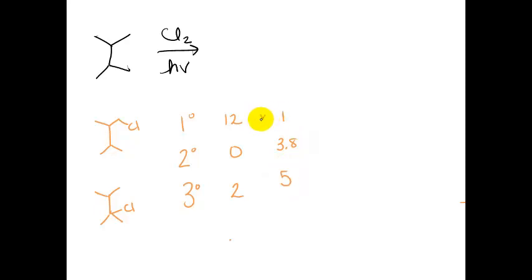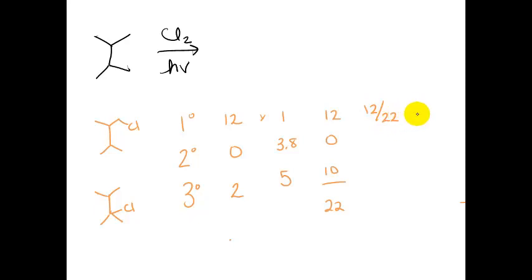And so if we take the number of hydrogens that we have and multiply it by the factor, we end up with 12 for primary, 0 for secondary, and 10 for tertiary. Now if we add this column up, we see a total of 22. And then in order to calculate the percentage of each type, we take the number divided by the total, and then that gives you a percentage.